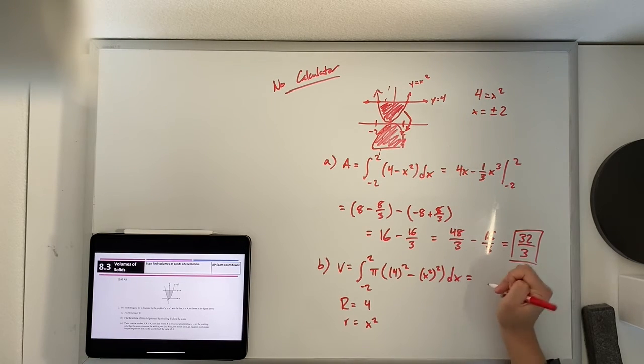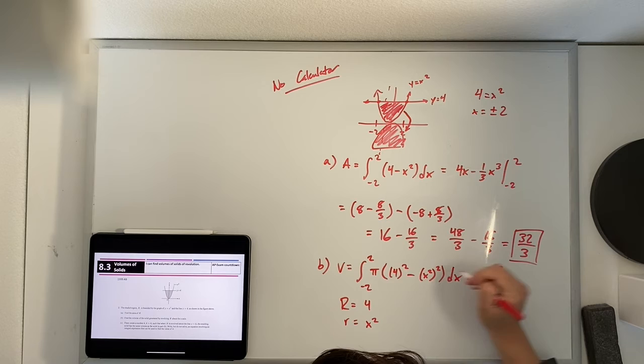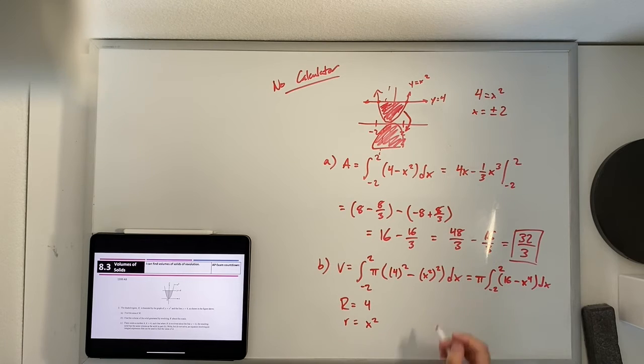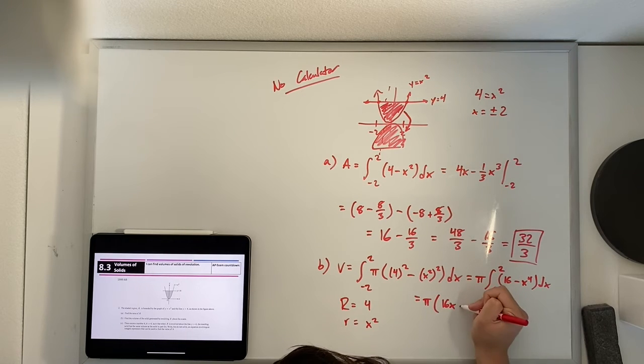Simplifying this just a little, we can pull the pi in front of the integral since it's just a constant. We have 16 minus x to the 4th dx. And now we're integrating this. We need an antiderivative, 16x minus 1/5 x to the 5th from -2 to 2.